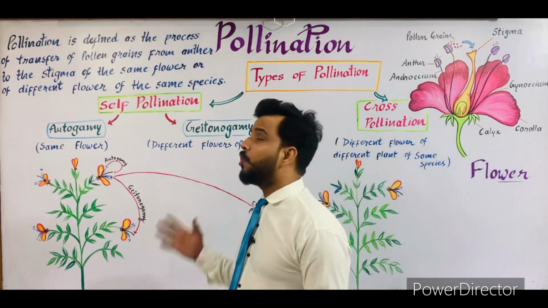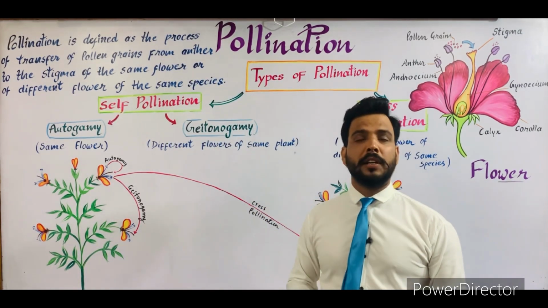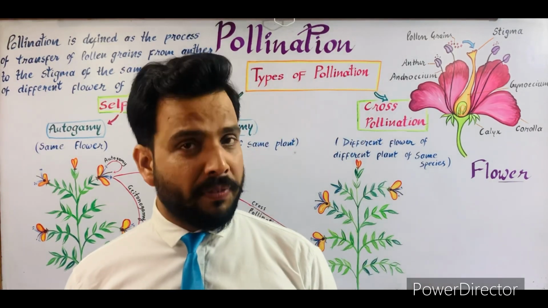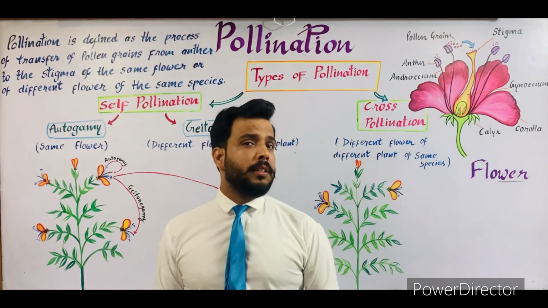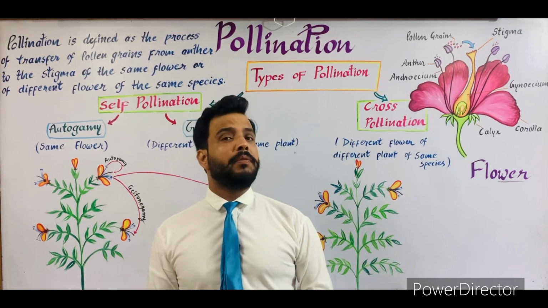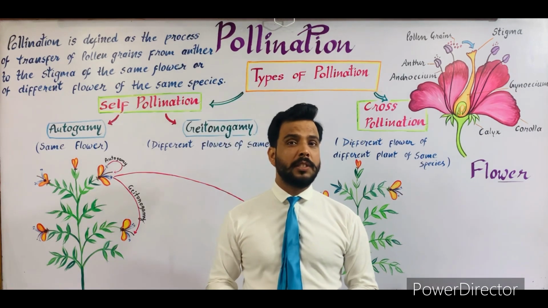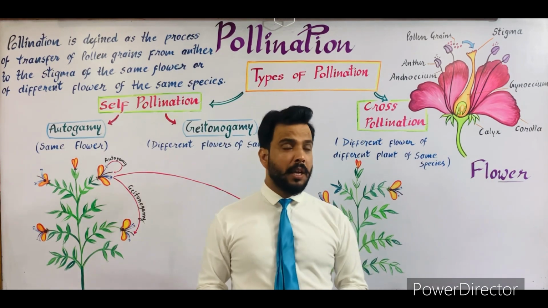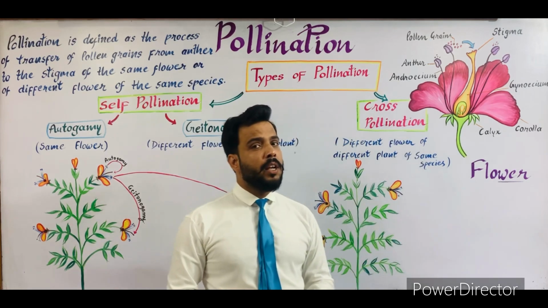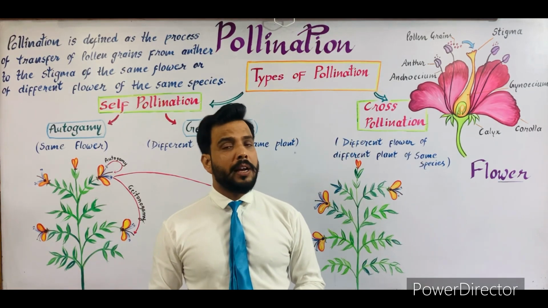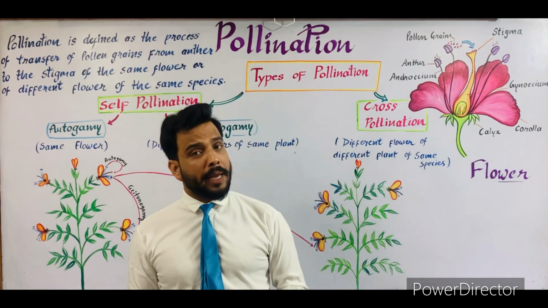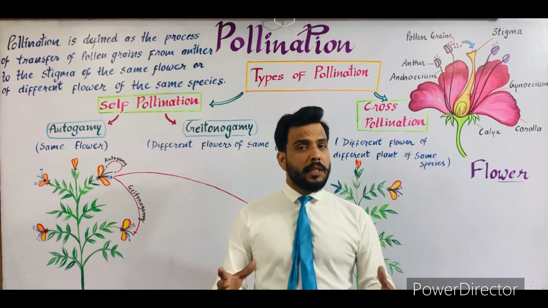Before knowing the definition of pollination and types of pollination, I would like to tell you about the basic structure of an angiospermic flower. We all know that the angiospermic plant consists of flowers, and flowers are the reproductive organs of an angiospermic plant. In a simple flower, there are four main parts present, which are calyx, corolla, androecium and gynoecium, in which androecium is the male part while the gynoecium is the female part.